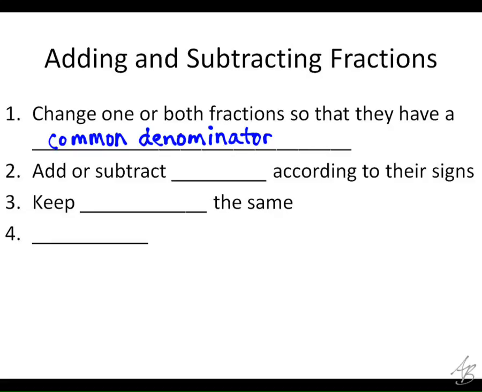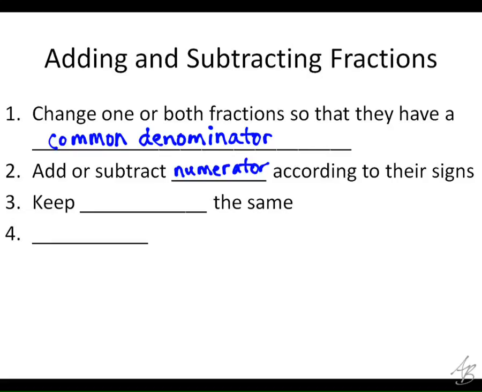All right, then the second step says add or subtract blank according to their signs. This is where we use those rules for adding and subtracting integers. So which part are we going to add or subtract? Is it going to be the numerator or the denominator? The numerator. So we're going to add or subtract the numerator according to their signs. Meaning if they're both positive, we add. If they're both negative, we add, but then the answer is negative. If one's negative, one's positive, we subtract and use the sign of the bigger number.